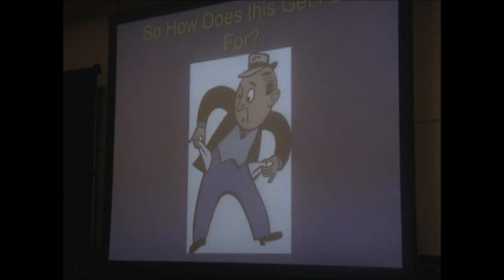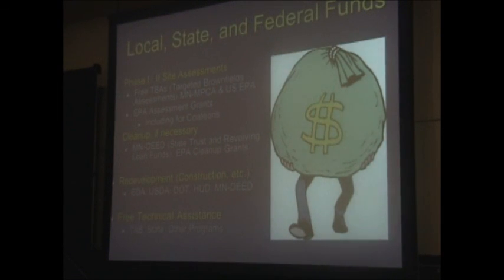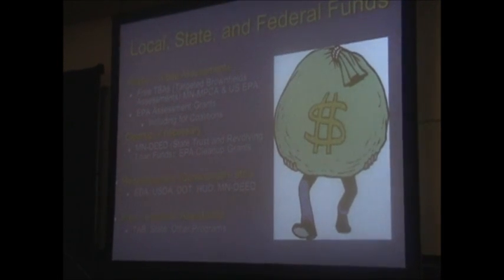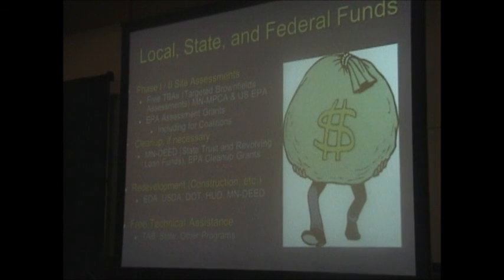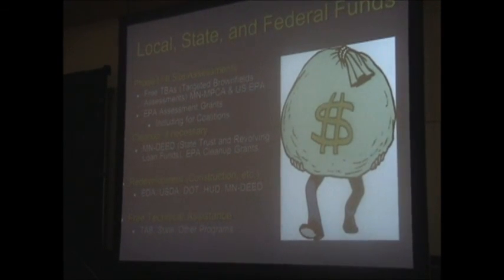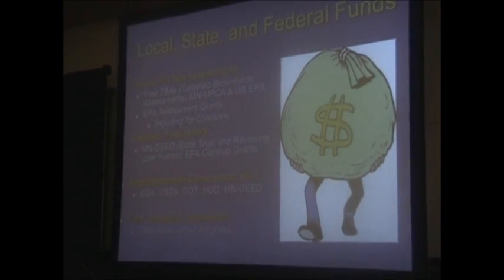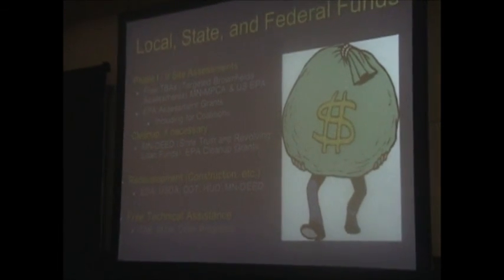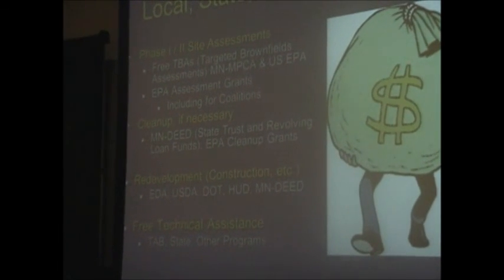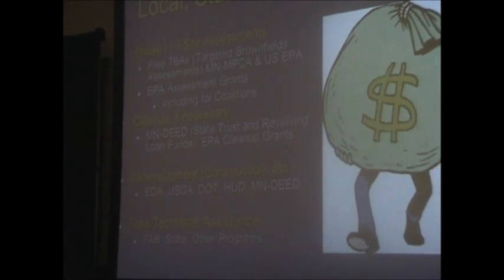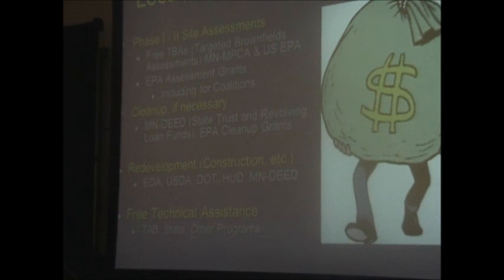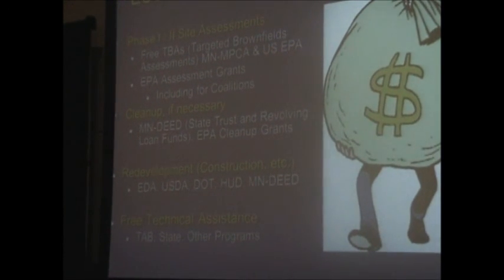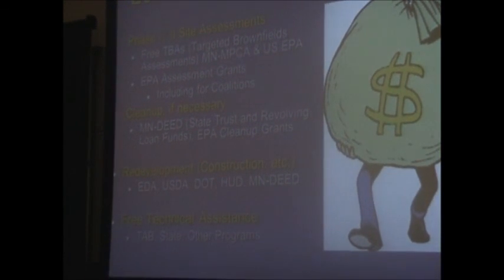All right, moving on to where the money is. There are local, state, and federal funds available. For the Phase 1 and Phase 2 site assessments, those can actually be funded through the state, and you can have the state actually come in, and Sean will talk more about that, sorry. In cleanup funds, there are funds through the state and the EPA. Redevelopment, there are actually lots of different pots of money available depending on what sort of redevelopment you're looking at or what location you're looking at. And then, of course, the technical assistance through Kansas State University.